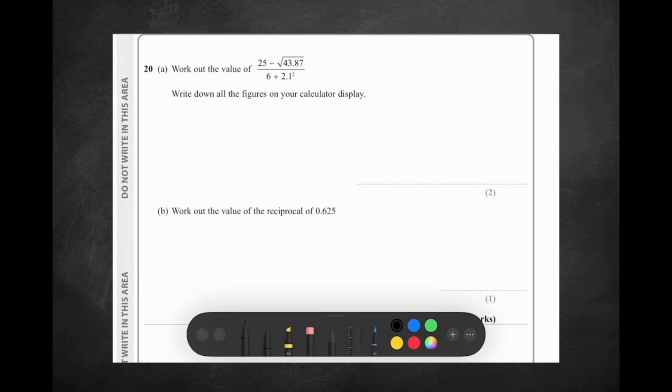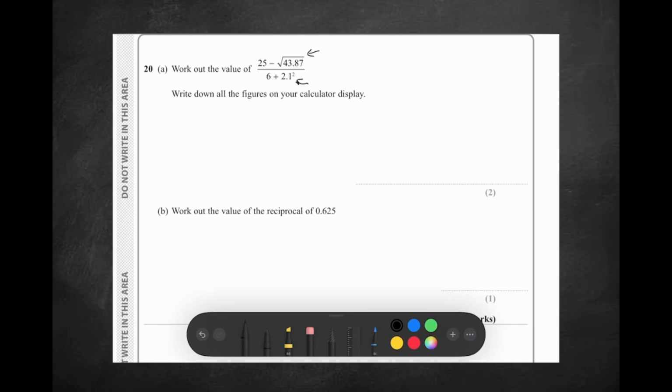Now this second question is obviously far more complicated than the other example that I just showed you. This one's on a calculator paper, so don't worry, you haven't got to try and work out the square root of 43.87 in your head. But again, I'm focusing here on order of operations. So what we're going to do first here is the square root of 43.87, as that would fall under your indices in your BIDMAS. And you're also going to do the 2.1 squared. I know this says do this on your calculator basically by saying write down the figures on your calculator display, but what I'm going to do is write out what I'm doing.